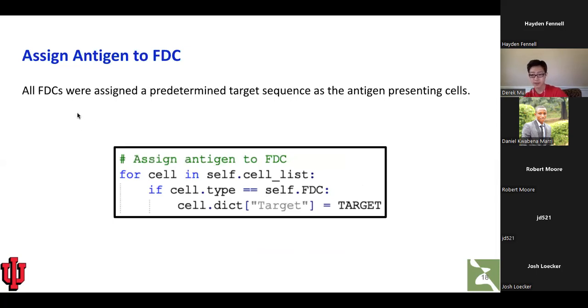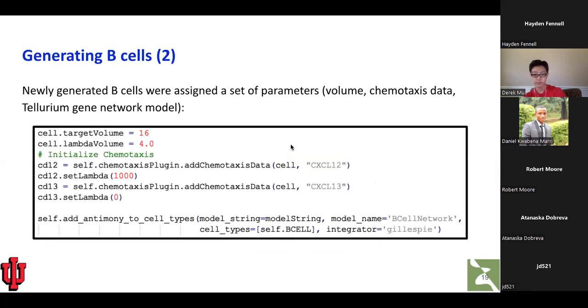All the FTCs were assigned a predetermined target sequence because they are the antigen presenting cells. And similar to the B cells, this was done by assigning the cells dictionary values, which could be referenced later. And to finish initializing the B cells, they were each assigned the same set of parameters, including volume here, chemotaxis data, and the tellurium gene network model.